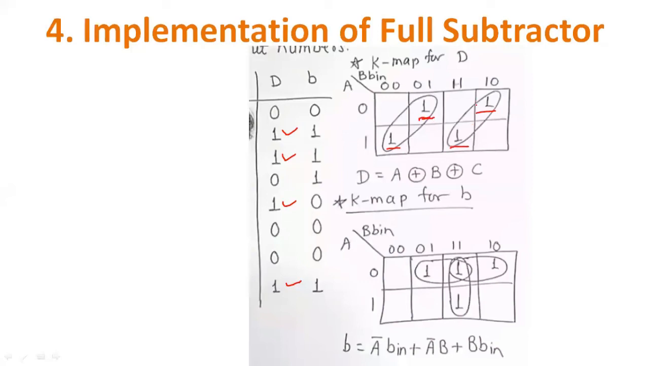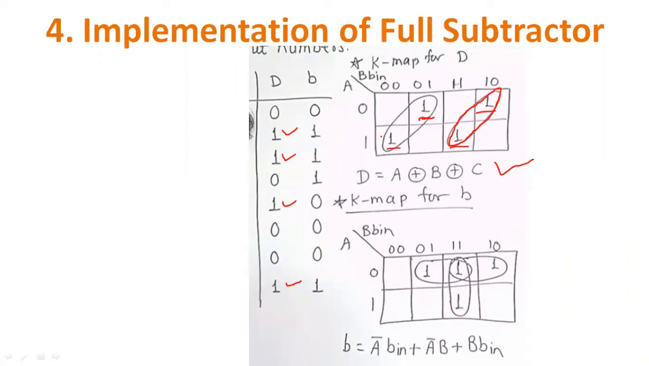So how can we group it? We can group using diagonal. Diagonal grouping is equivalent to XOR operation. So D will be equal to A XOR B XOR C. So this will be our difference equation.